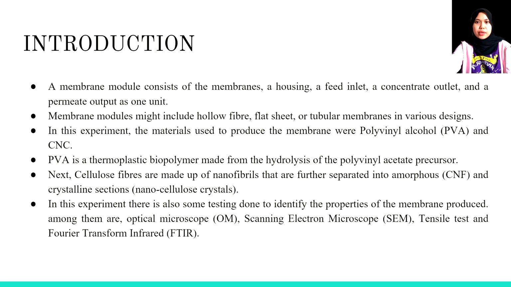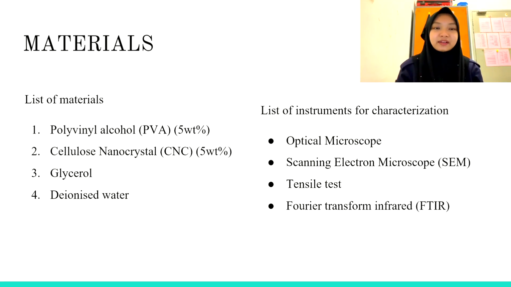After that, in membrane manufacture, the CNC functions as cellulose from the ecosystem. It is the most prevalent biodegradable and renewable natural polymer. Cellulose fibers are made up of nanofibers that are further separated into amorphous sections and crystalline sections, the nanocellulose crystals. Due to the presence of hydrogen bonds between the chains, cellulose materials have high stiffness and structural strength. The materials for this experiment are polyvinyl alcohol, cellulose nanocrystal, glycerol and deionized water.